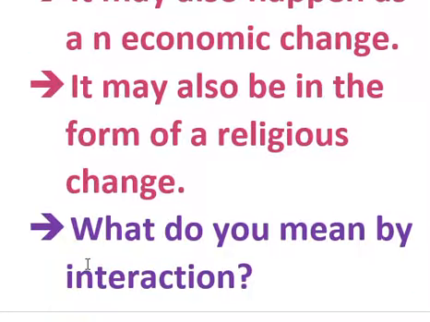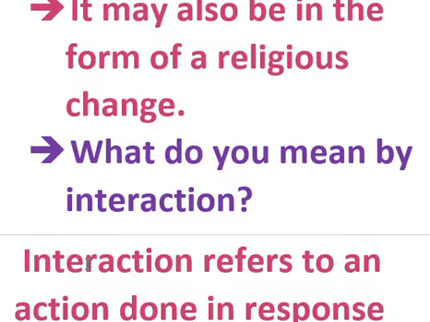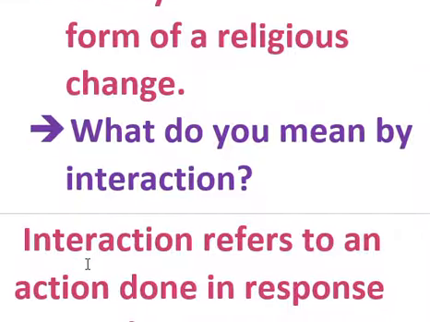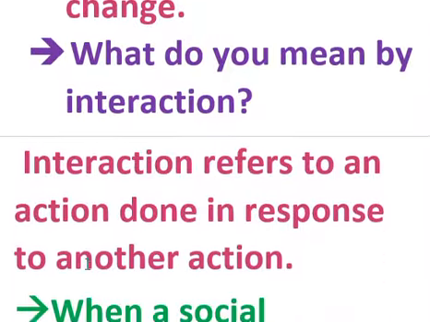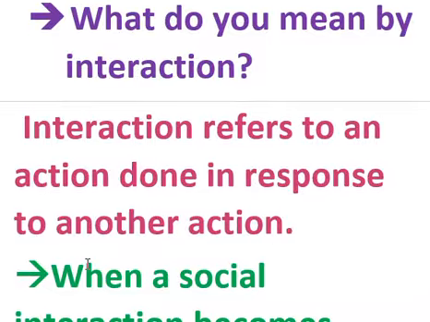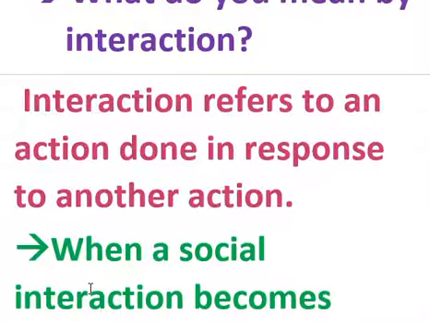What do you mean by social interaction? Is there any difference between social process and social interaction? Yes, definitely. Interaction refers to an action done in response to another action. At least two members are needed from a social group in order to make a social interaction.